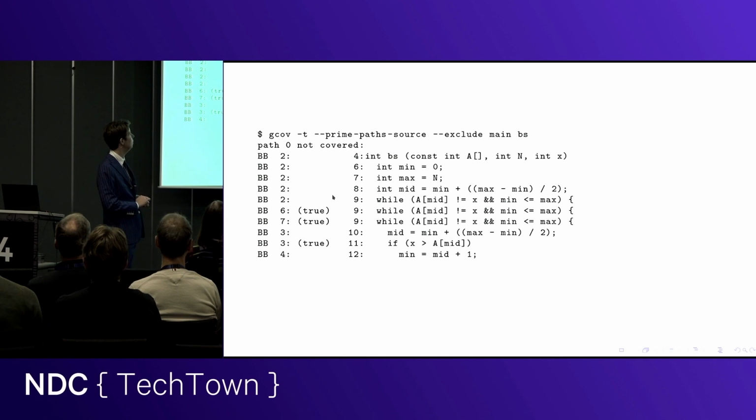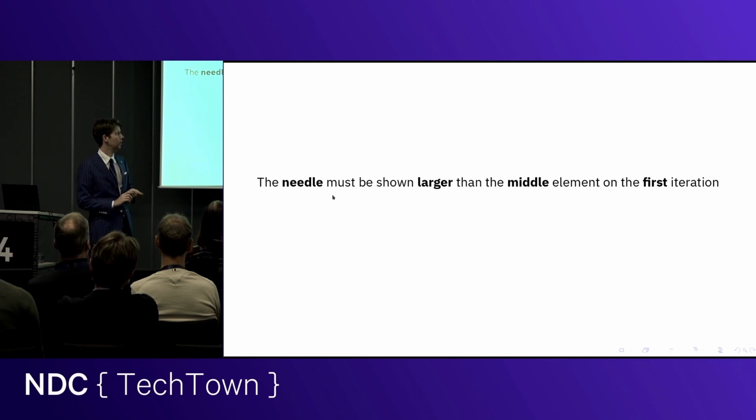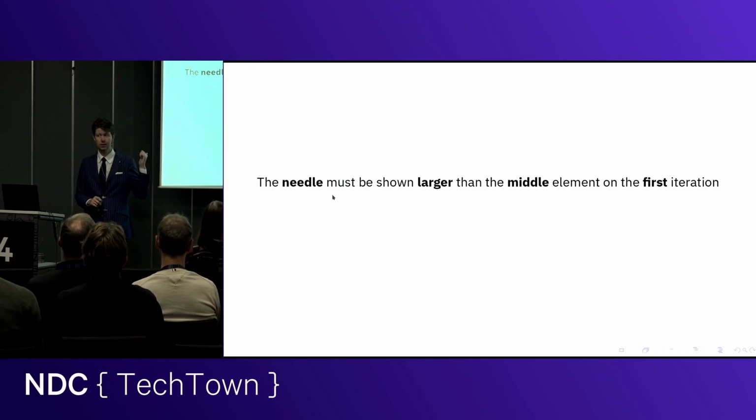function where the middle element is not the one we're looking for, and the lower range of this input that we're searching is still less than the maximum. And finally, while x is larger than the element we're looking for. Okay. The needle must be shown to be larger than the middle element on the first iteration, is what that path translates to. And here gcov actually tells us exactly that.